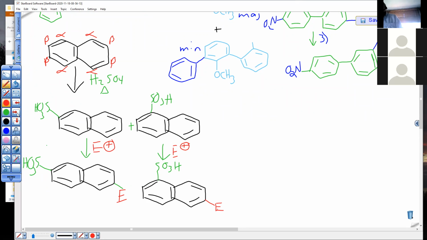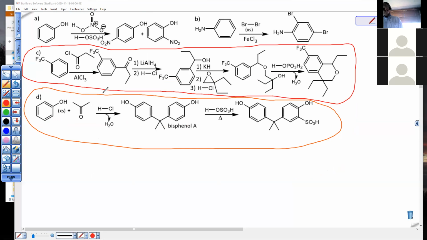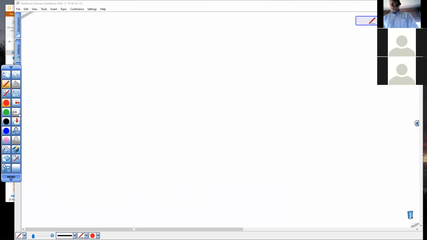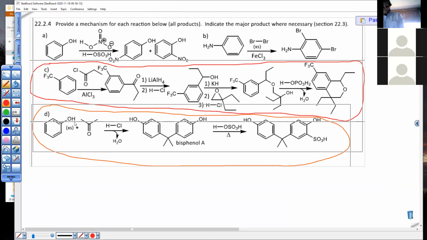And then we'll move on to some mechanisms. Let's see, what's the best way to tackle this? Let's do them. You can copy, paste the whole thing on the next page too. We'll do C on this page and maybe D on the next page. There we go. C.